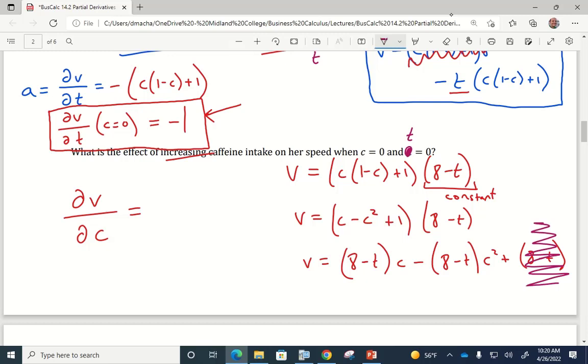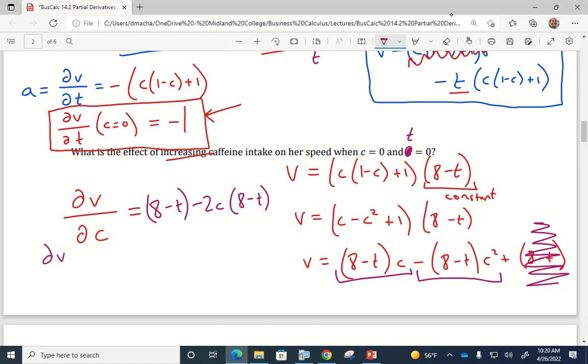If I take the partial of this first term with respect to c, that should just be 8 minus t, because the derivative of c is 1. And then when I take the derivative of the second term, that's going to be minus 2c times (8 minus t), because the derivative of negative c squared would be negative 2c.